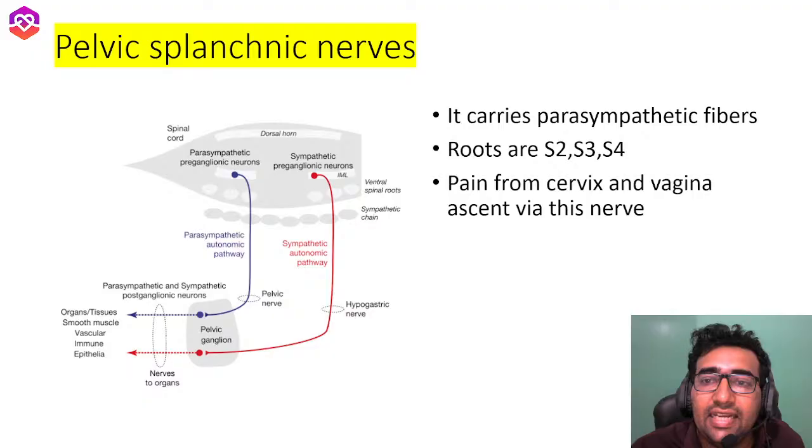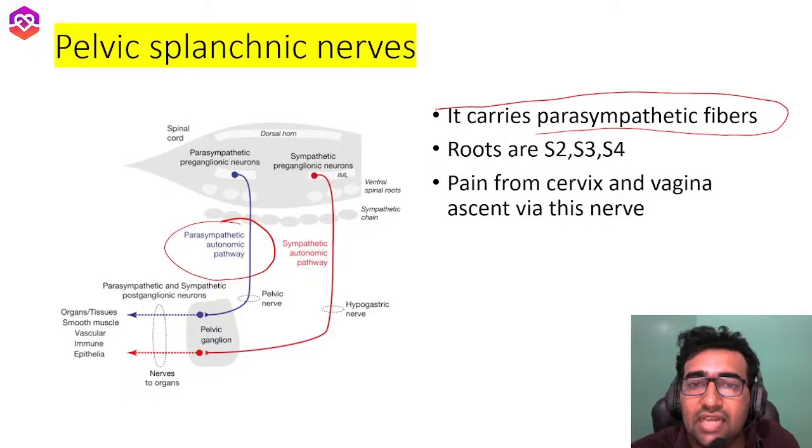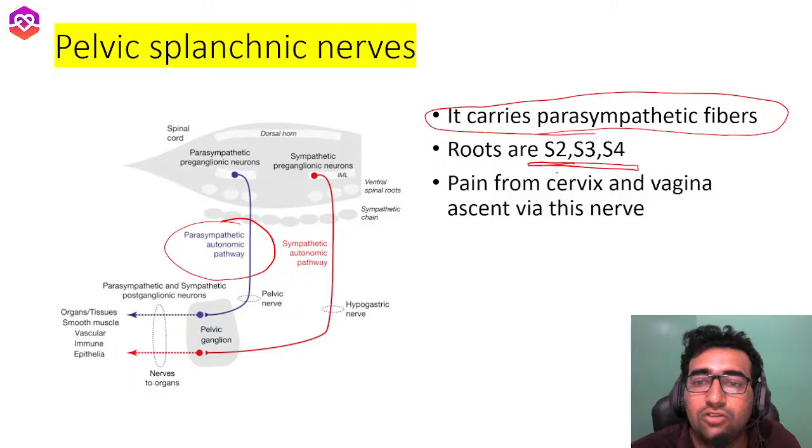Splanchnic nerves, pelvic splanchnic nerve, you can see here, the pelvic splanchnic nerve carries the parasympathetic plexus. So the sympathetic plexus is carried by the superior hypogastric plexus and the pelvic splanchnic nerves are carrying the parasympathetic plexus. The root value is S2, S3, S4, you know, the sacral root value. Pain from the cervix and vagina ascends via this nerve.